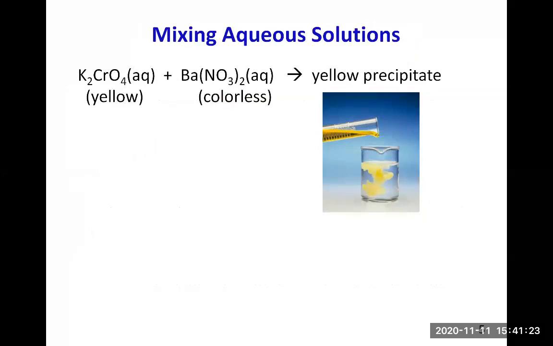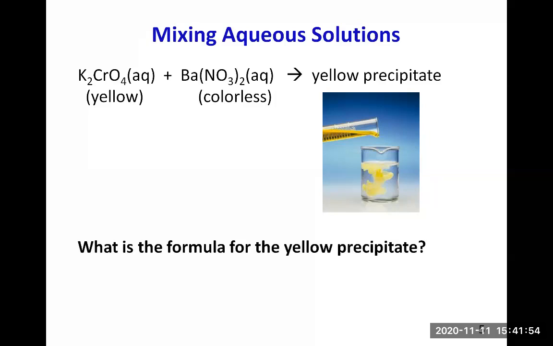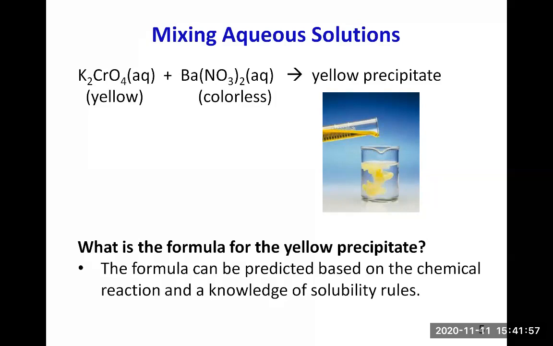So for example, there is a picture here showing a precipitation reaction. We have a solution of K2CrO4, and it's the yellow solution. And it is added to a solution of barium nitrate, which is Ba(NO3)2. That's the colorless solution in the beaker. And when we mix them, we see the formation of a yellow precipitate. It's that cloud forming in the beaker. So what is the formula for the yellow precipitate? The formula can be predicted based on the chemical reaction and a knowledge of solubility rules.